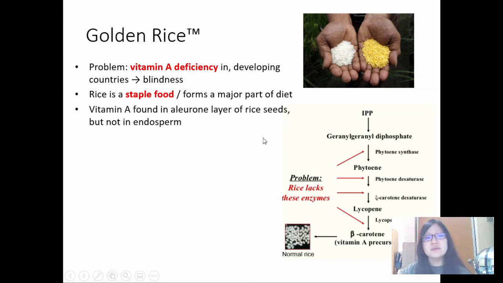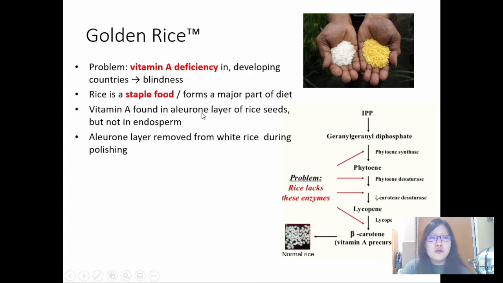But the problem with rice is this. Vitamin A is found in the aleurone layer of rice seeds. Just in case you don't remember what aleurone is, you learned this, it's part of the syllabus, by the way. In a seed, which is rice, there is the embryo. I'm going to draw it. It's the embryo, which would grow into a new leaf. And then there is the starch storage, which is the endosperm. This has a lot of starch, in order to supply energy for respiration to the embryo. And on the outside of that is the aleurone layer.